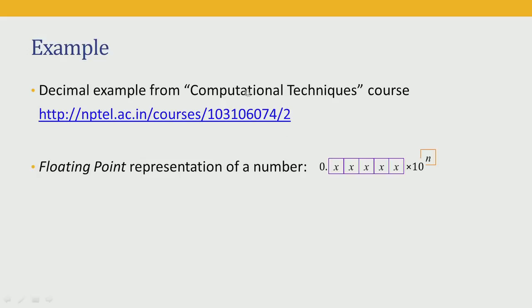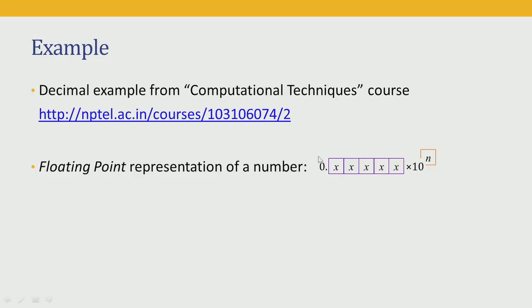For more information on this, you can go to the computational techniques course, the link for which is given over here, and look at the machine precision and floating point representation. So, let us look at floating point representation of a decimal number. Let us say we have 5 boxes in order to store a number and 1 box in order to store an exponent. Okay. The number is always going to be represented as 0.xxxxx multiplied by 10 to the power n. Okay. So, this is where we put in those 5 digits of our decimal number.